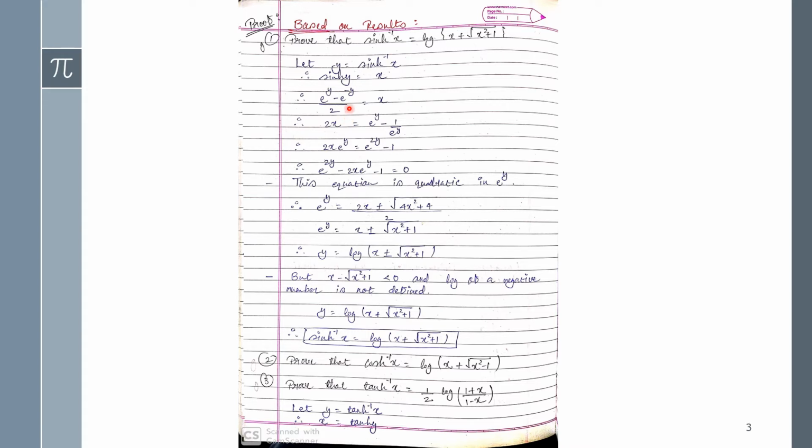And for e raised to minus y, I'm doing one more simplification, so we get e raised to y minus 1 upon e raised to y. Now writing all the terms on one side, the LHS, this equation we can call a quadratic equation, as here it is given e square, that is, e raised to 2y. So this equation is said to be a quadratic equation.